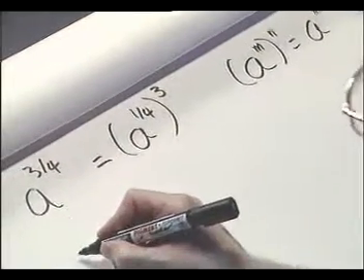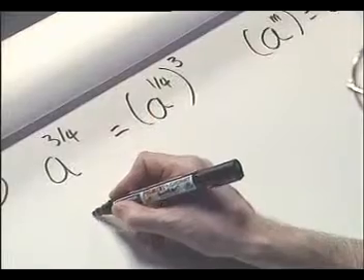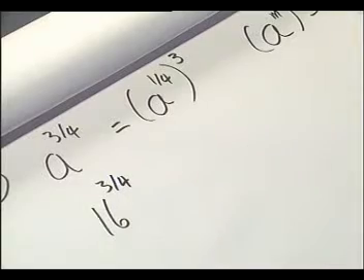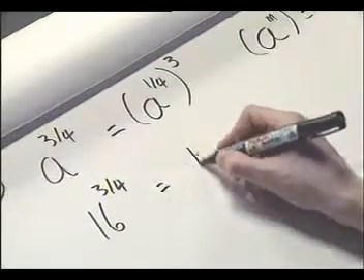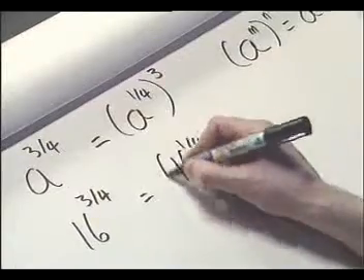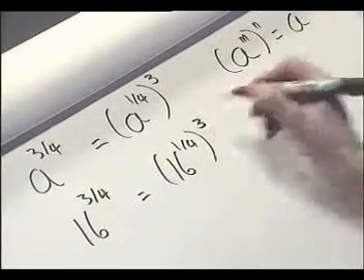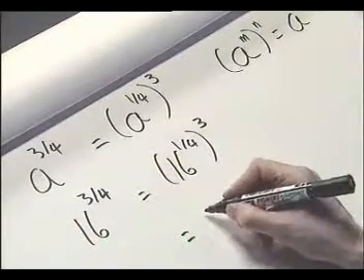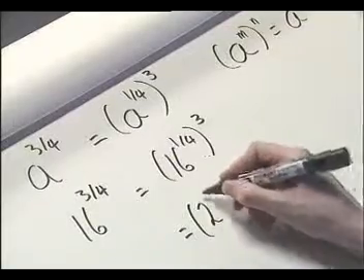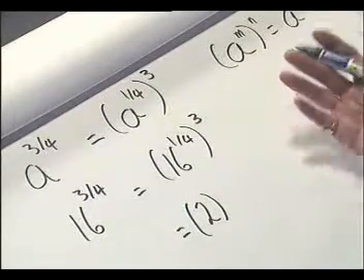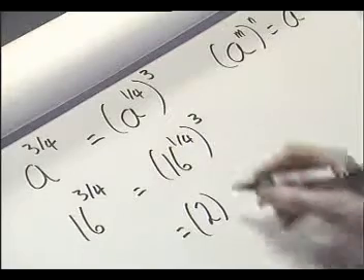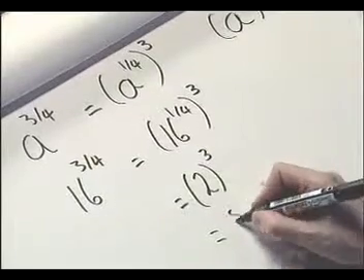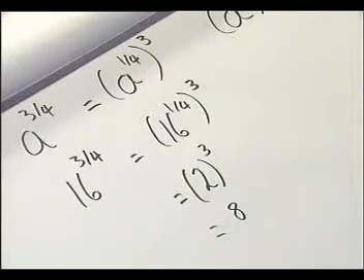So, let's have a look at an example using this. Supposing we take 16, and we say we want 16 to the power 3 quarters. Then that's 16 to the power a quarter, to be cubed. So we look at this first. 16 to the power a quarter is 2. That's the number which, when multiplied by itself 4 times, will give us 16. Raised to the power 3. And that, of course, is 8, because that means 2 times 2 times 2.